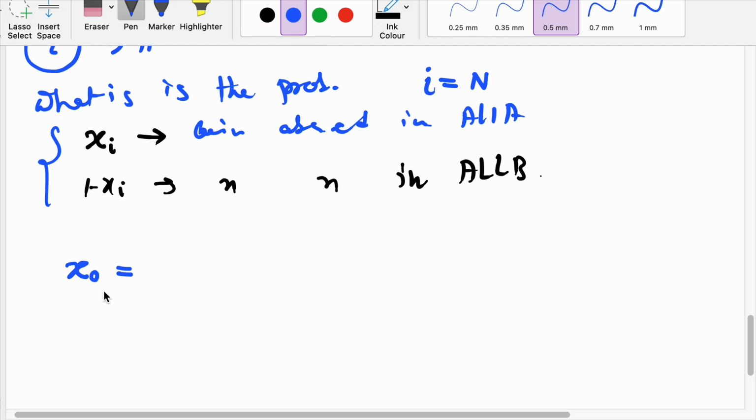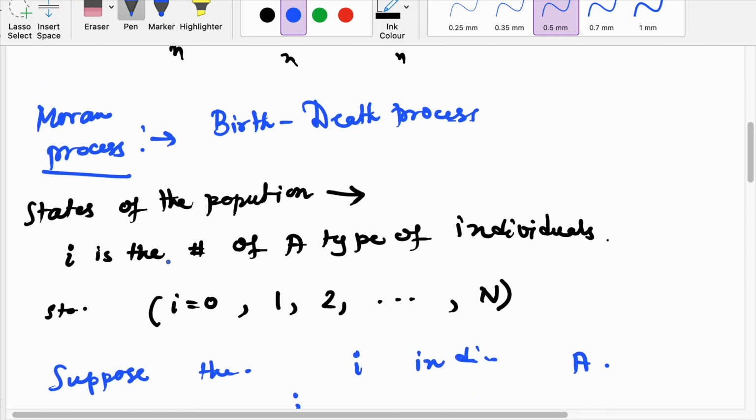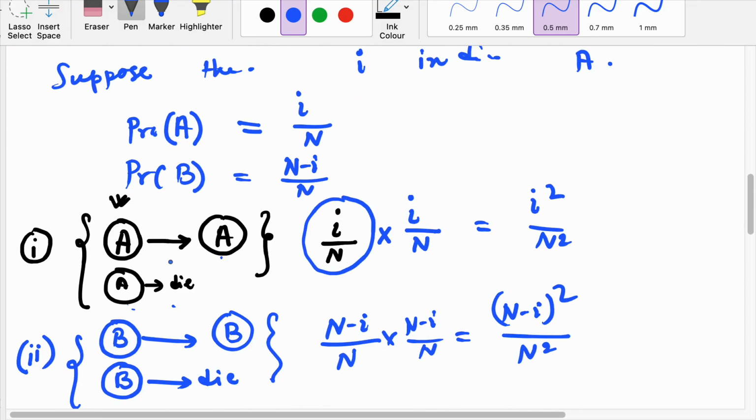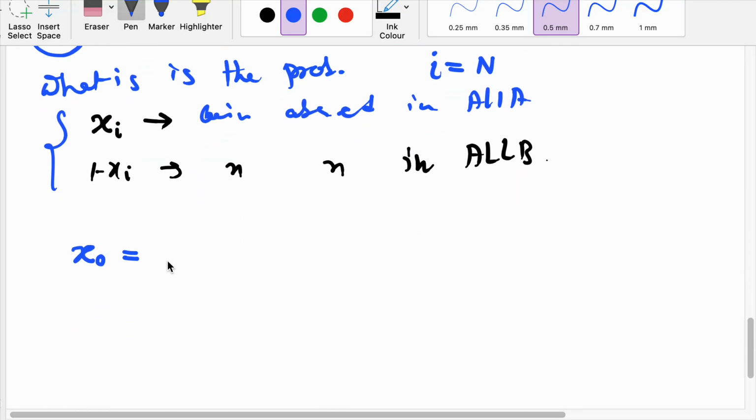What is the probability that the whole population becomes A type if initially there is no A individual? Then we consider the third case, wherein B is producing an A. That is not possible, since there is no mutation. So if there is no A initially and no mutation, how can we get A? This would be zero. Yes, exactly.